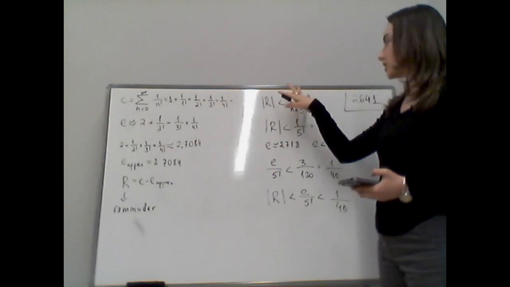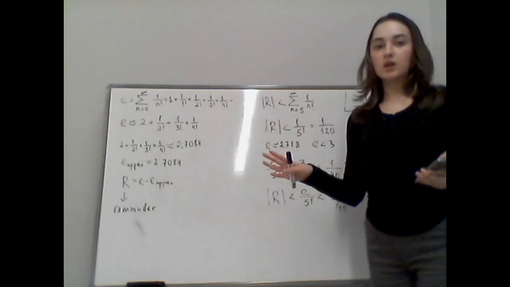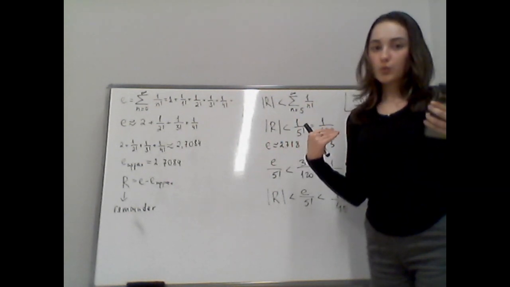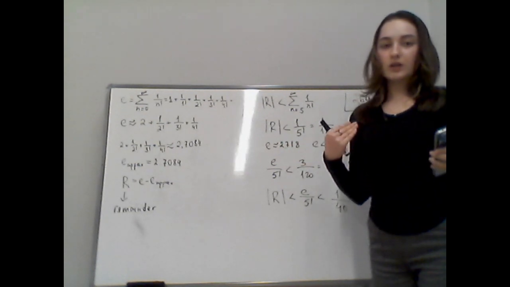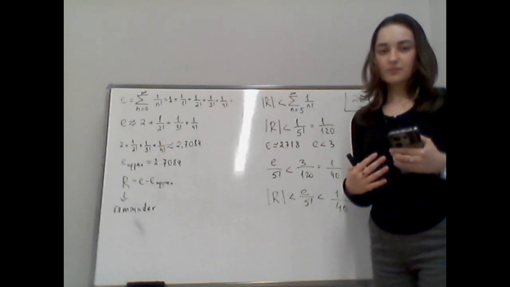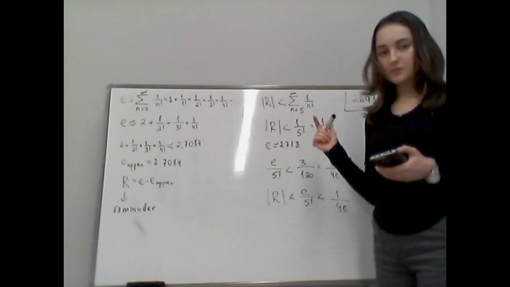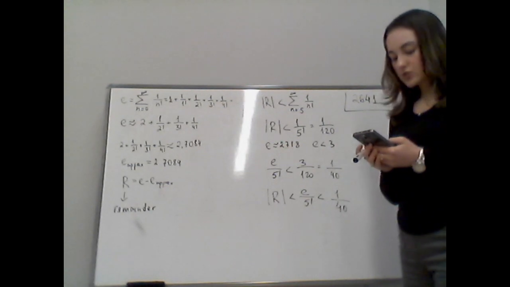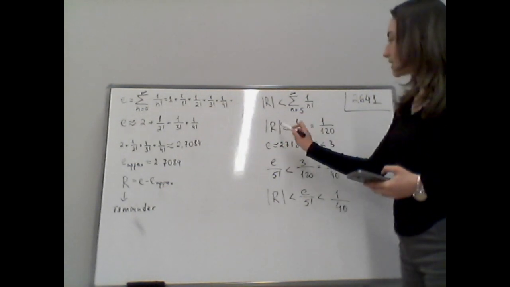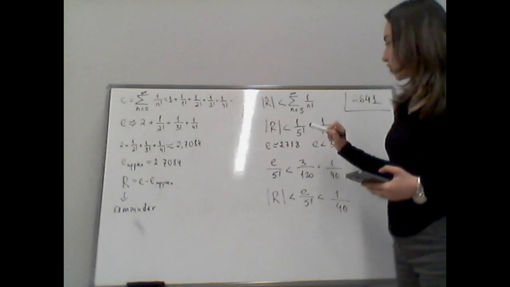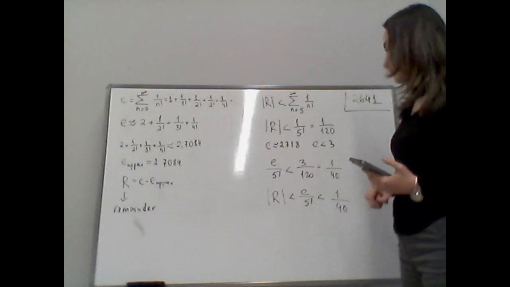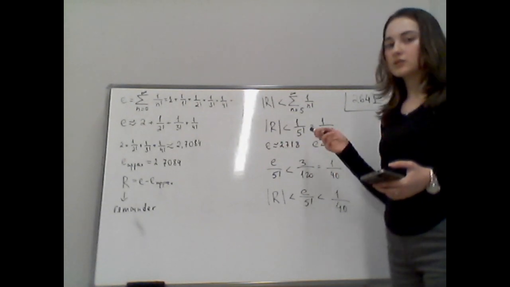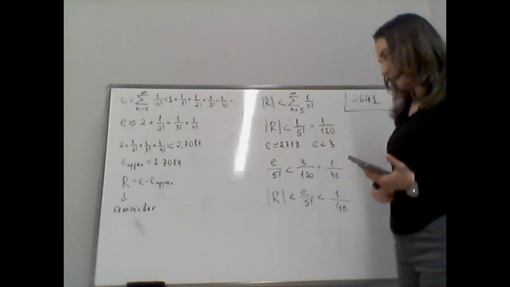Calculating this series gives us a very broad boundary, which we're not looking for. So we'll substitute it with a more simplified boundary. In order to find a simplified bound, we say that R is less than 1 over 5 factorial, which is equal to 1 over 120, because 5 factorial is equal to 120.